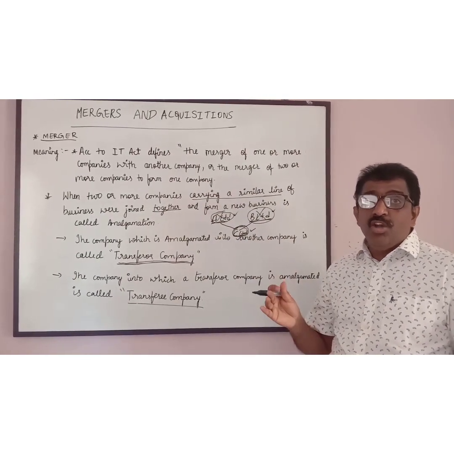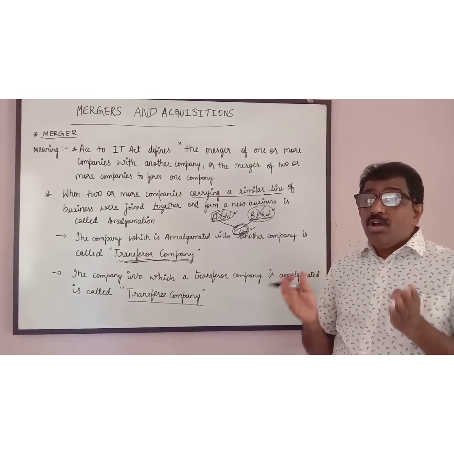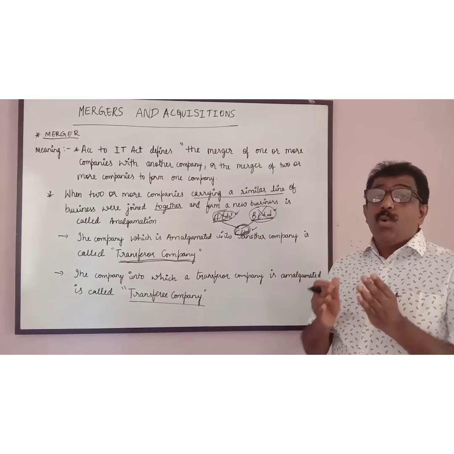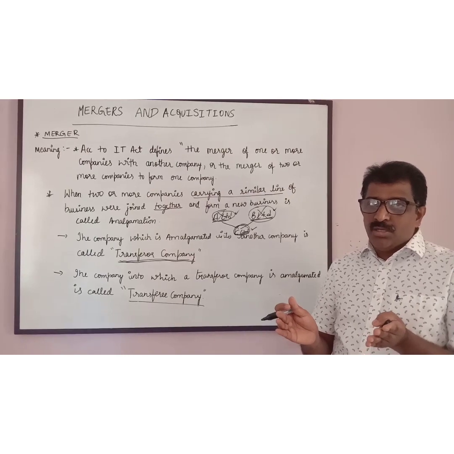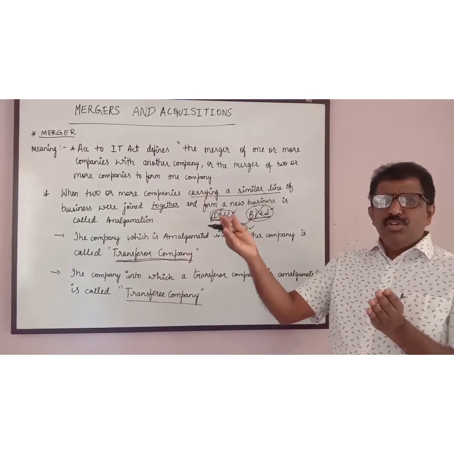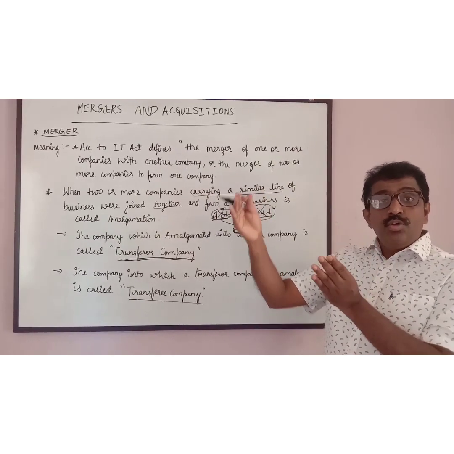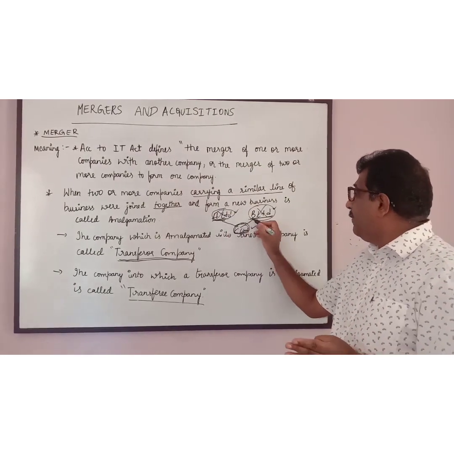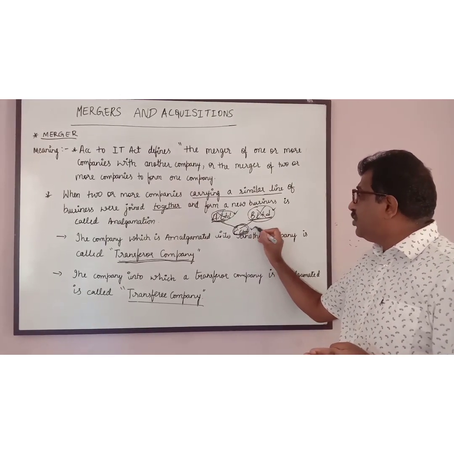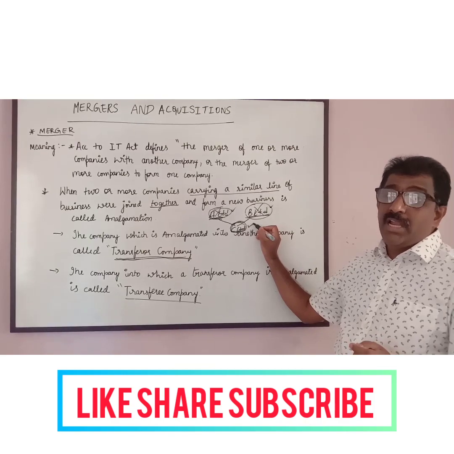In my next video, I am going to explain what are the objects of amalgamation, what are the various types of amalgamation, and then I am going to tell you how to close the books of A Limited, B Limited, and write the journal entries in the books of C Limited and the balance sheet.